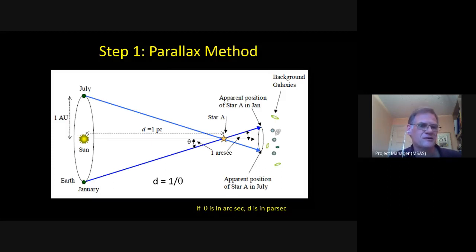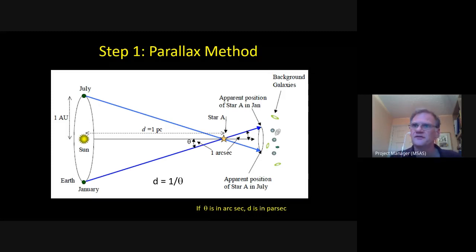And the diameter of that orbit, the distance from the Earth to the Sun, as we know, is called 1 astronomical unit. And the scale works out that if the star you're looking at over that orbit of the Earth measures an angle of 1 arc second, so there are 60 arc minutes in a degree and 60 arc seconds in an arc minute, so it's quite a small angle, then that distance is defined as a parsec. So that's where the definition of a parsec comes from before. The further away the star is, the smaller that angle is, but it's still measurable.